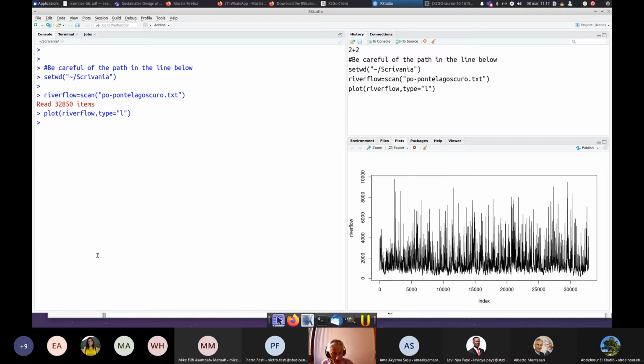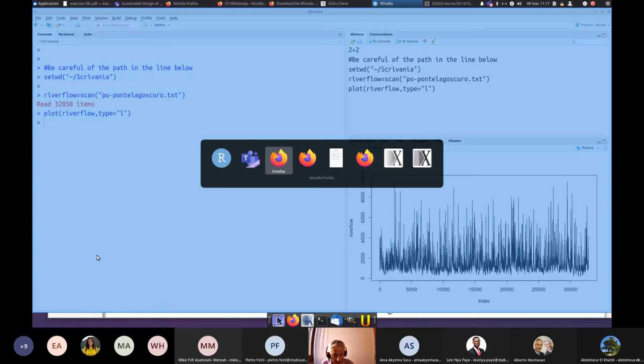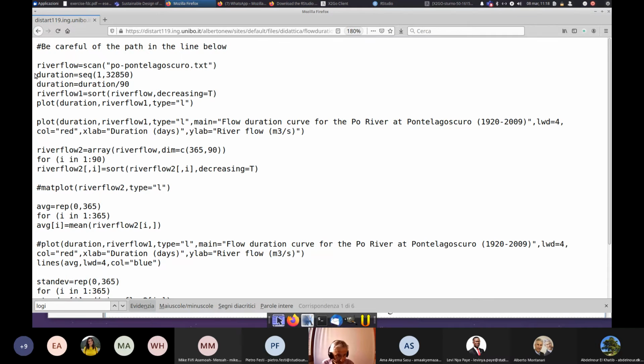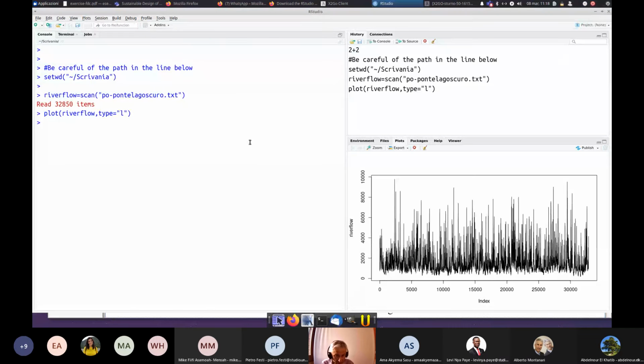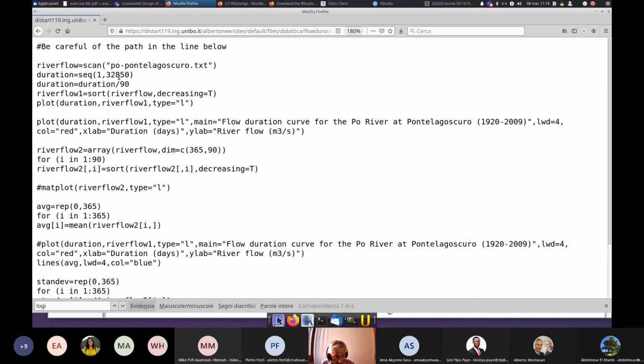So let's now go to the web page and see what is the next. Remember that with this data, we have to build the flow duration curve. And let's look at the first method. The first method is to pool the data together, actually, they are already pooled together, and rank them in descending order. So let's do it.